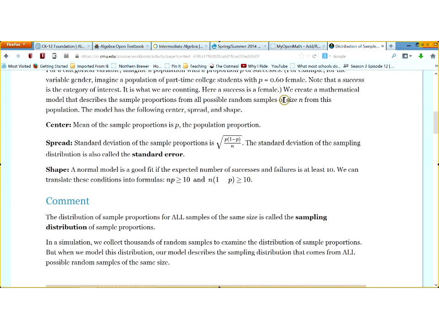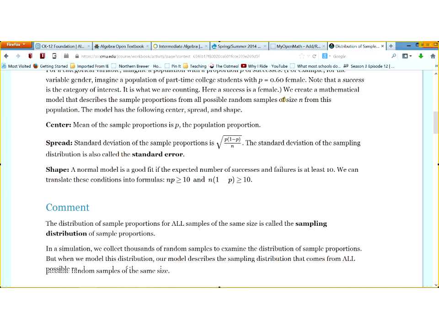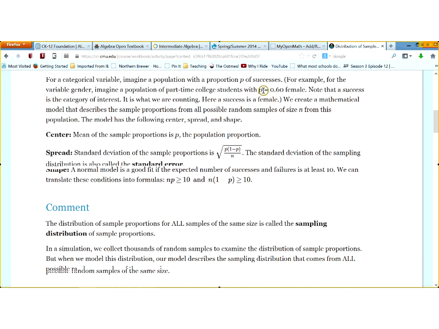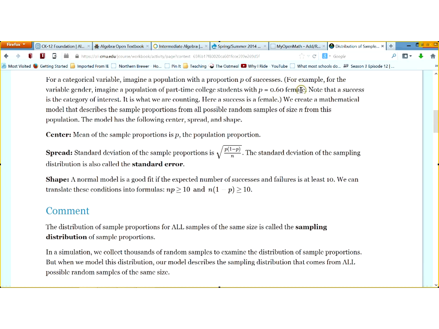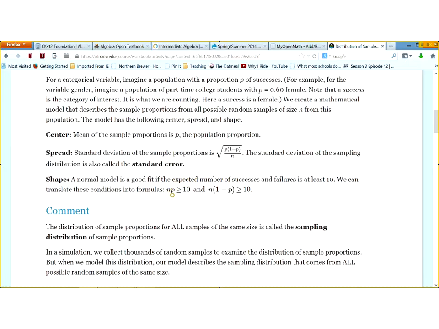If we go back up here, we're talking about a population of part-time college students with p equals 0.60 female. What that means is 60% are females. And then the 1 minus p would be 1 minus 0.60, which is 0.40, the 40% that are not females. So np would be the number of females that we would expect to have in a typical sample. So if we had a sample of size 25, the n is 25, the p is 0.60.